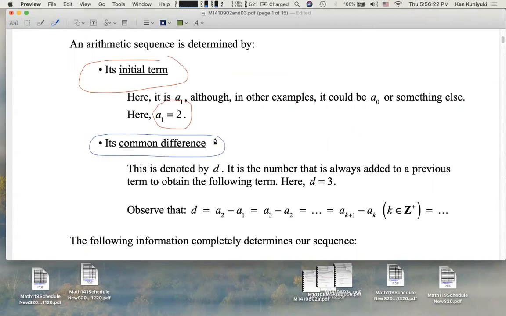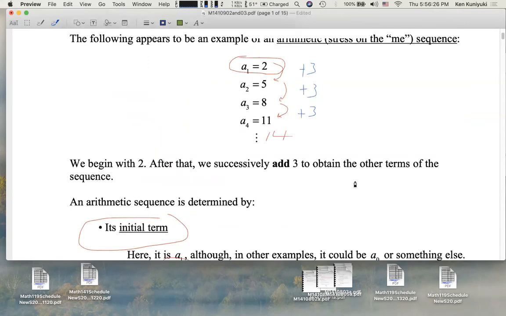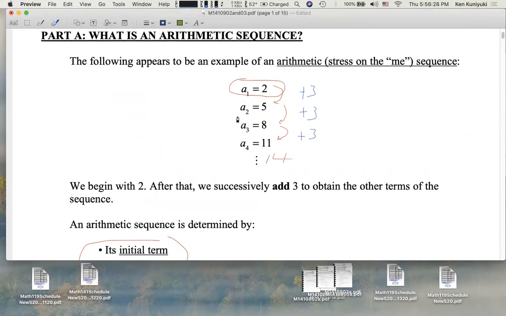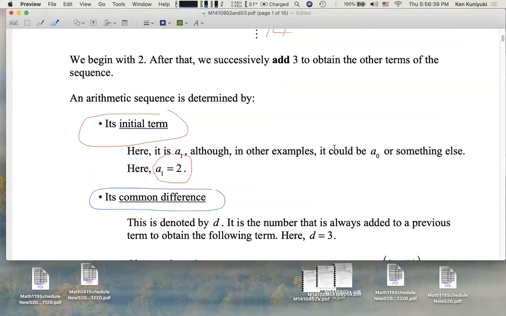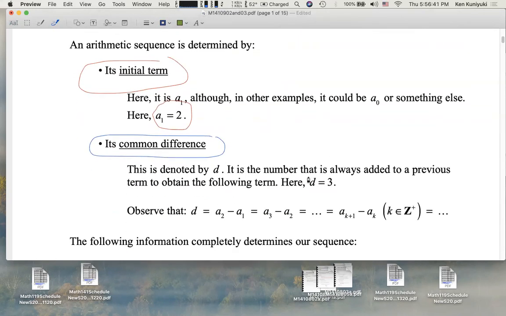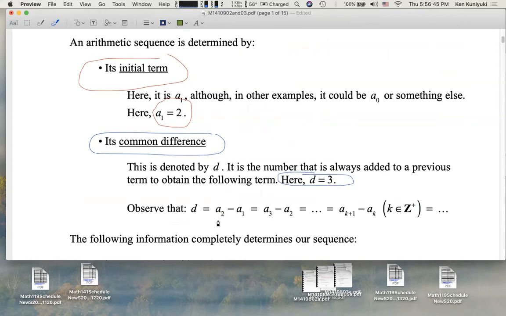It's called the common difference, denoted by D. Now you might be going, why are you calling it a difference? Well, because we frame it as the new term minus the old term, right? The new term, 5, minus the old term, 2, is 3. So that's why we call this the common difference. Here D is 3. It's a sub 2 minus a sub 1, or a sub 3 minus a sub 2, and so forth.